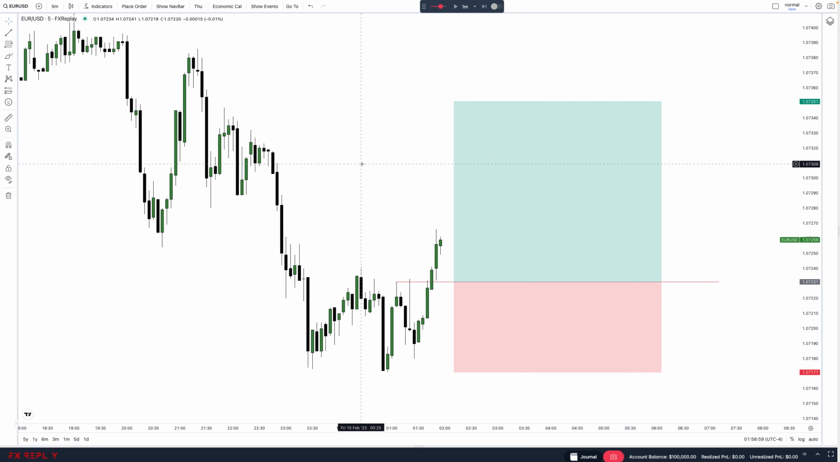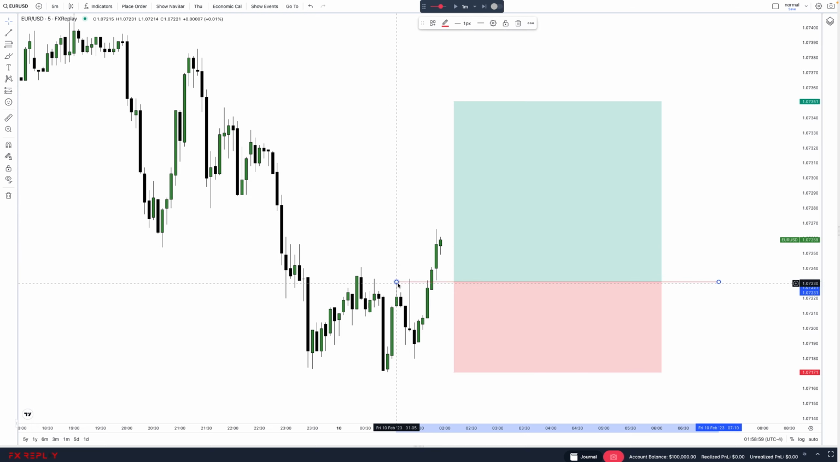For our second example, we'll go over a bullish setup on Euro USD, this time on the 5-minute time frame. As you can see here, we have a lower low, a lower high, a lower low, and a lower high, followed by a higher low and a higher high. This means that we have a market structure shift.